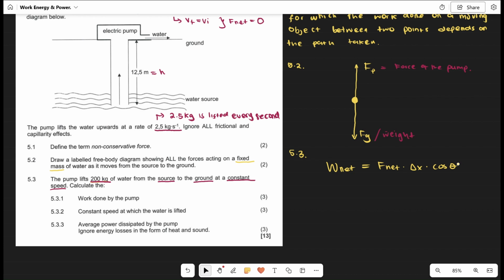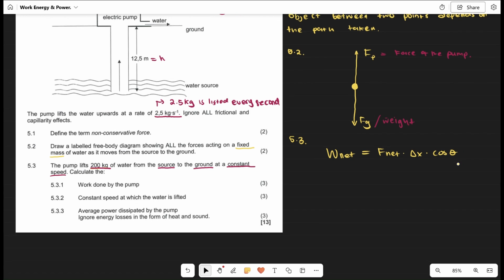This is our work net formula, right? So if we do this, then we know that this work net is a combination of the work done by the pump and the work done by the force of gravity, right? So this is the work done by pump plus work done by gravity, which is equal to our F net, which is just 0 times, no matter what our height or our cos theta is. It doesn't change the fact that all of this will still be 0, right?